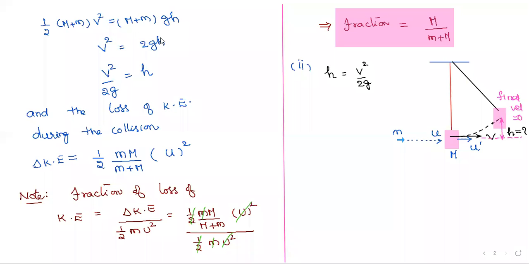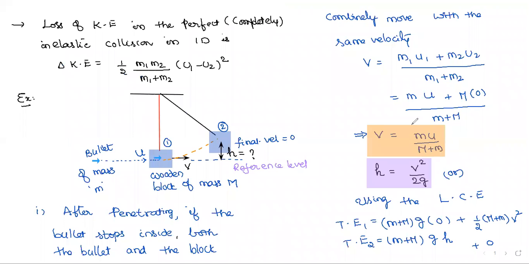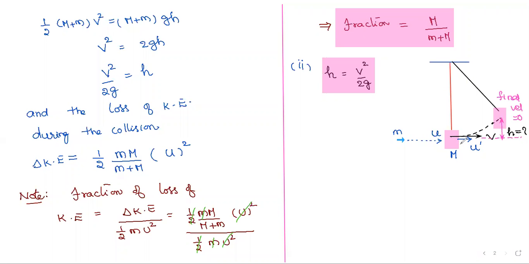But don't judge by seeing the formula here and there. Sir, there I got h is equal to v square by 2g. Here also v square by 2g. Formula same. But whatever you are going to substitute in place of v, is that v the same v you got here or not? That you check once. That's it.